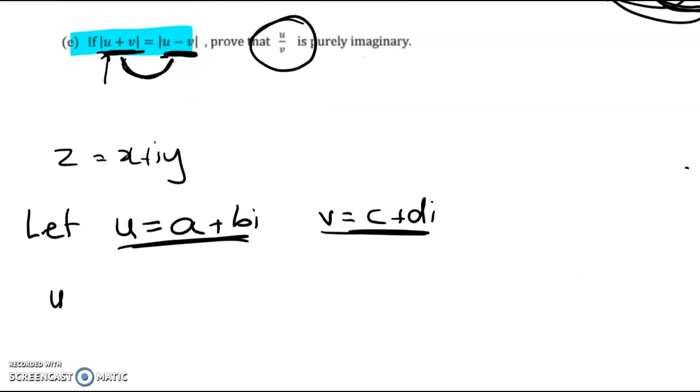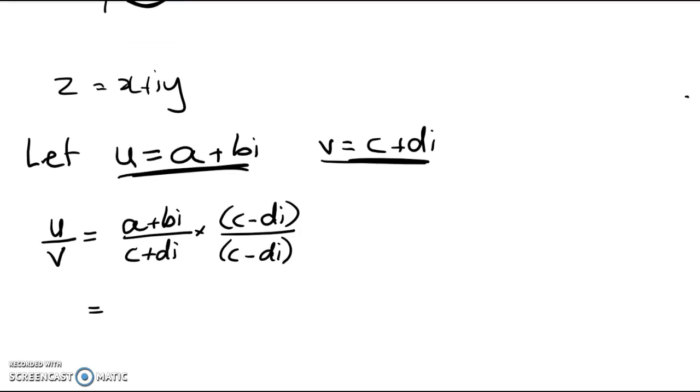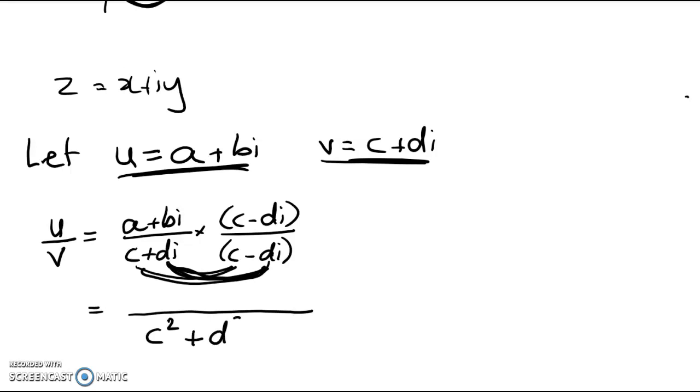Okay, so I'm going to start here by just saying, well, what is u over v? U over v will be a plus bi over c plus di, and I'm going to multiply that by the conjugate straight away. Now, I'm not going to take this too far, but we'll do a little bit of work on this. So we get c squared plus cdi minus cdi minus d squared i squared. So that gives me plus d squared, right? We should be really used to this pattern by now.